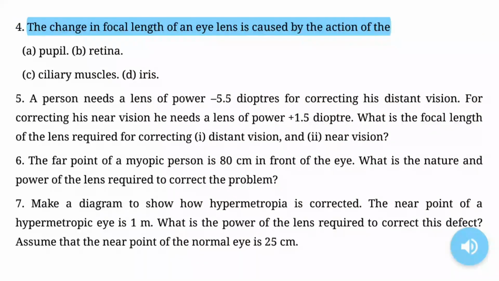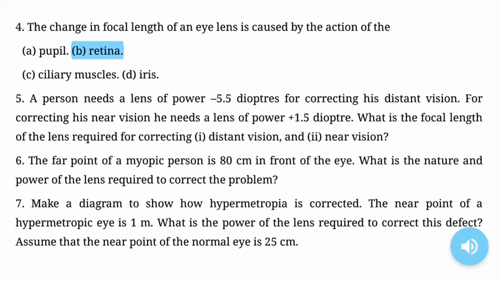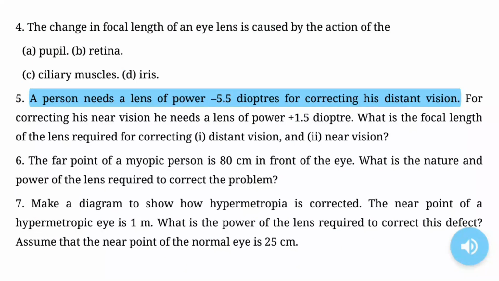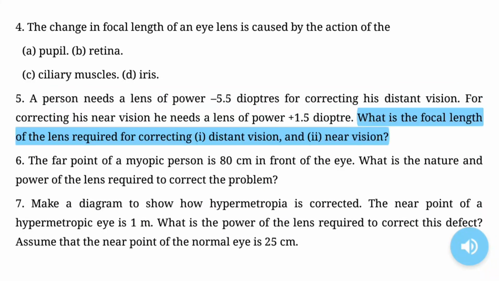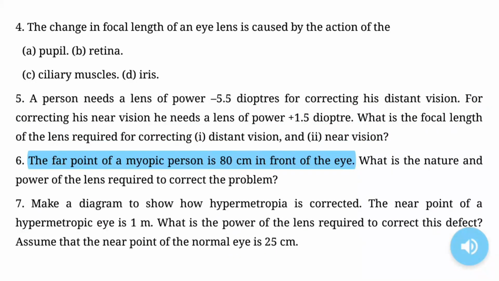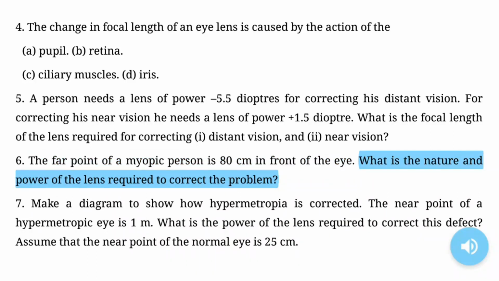4. The change in focal length of an eye lens is caused by the action of the A. pupil, B. retina, C. ciliary muscles, D. iris. 5. A person needs a lens of power -5.5 diopters for correcting his distant vision. For correcting his near vision, he needs a lens of power +1.5 diopter. What is the focal length of the lens required for correcting distant vision and near vision? 6. The far point of a myopic person is 80 centimeters in front of the eye. What is the nature and power of the lens required to correct the problem?